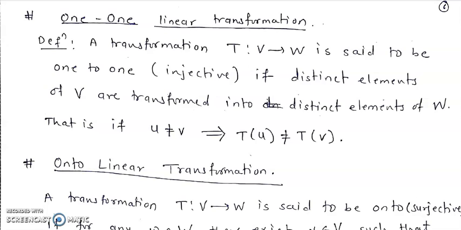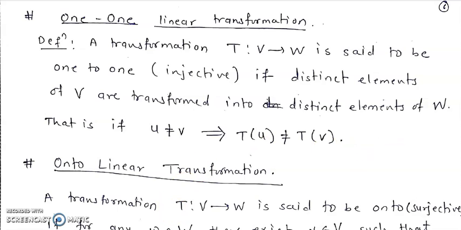Dear students, in this video we see 1-1 and onto linear transformation. Let us first start with 1-1 linear transformation. A transformation T from V to W is said to be 1-1 or injective if distinct elements of V are transformed into distinct elements of W. That is, if u not equal to v implies T of u not equal to T of v, then T is said to be a 1-1 linear transformation or injective.